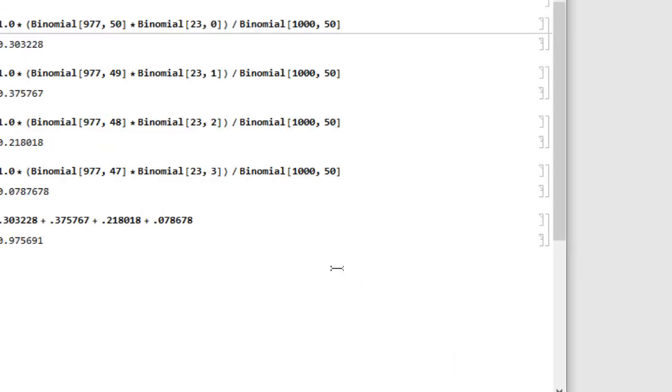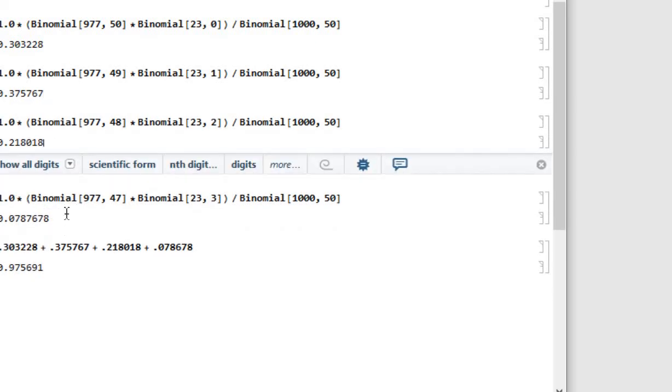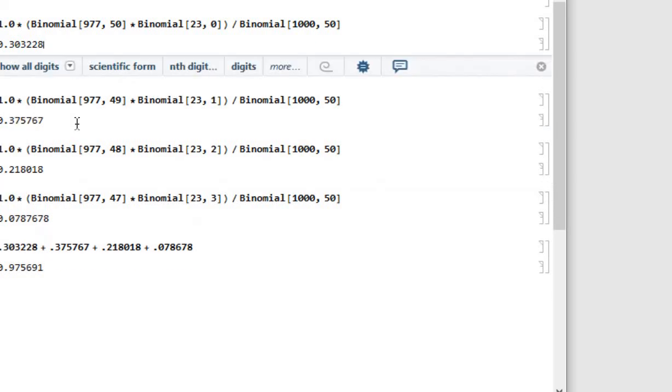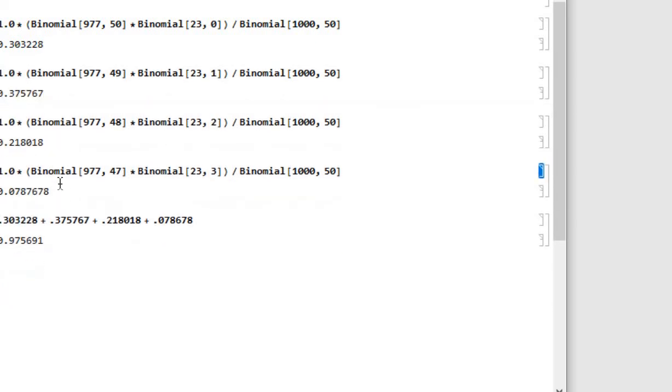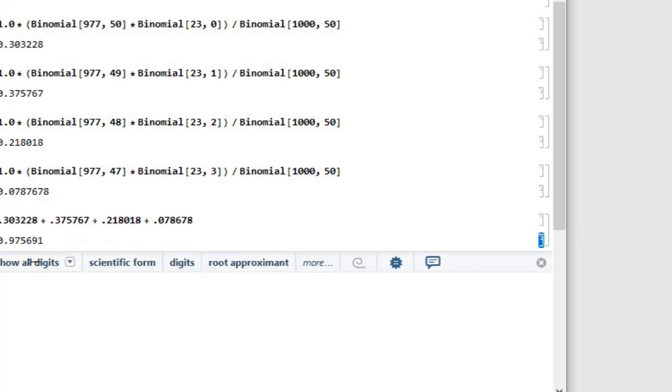And so just so you can see my calculations, here's 1, 2, 3. So this would be that I chose exactly 3, exactly 2, exactly 1 defective item, and exactly no defective items. And then I add it all up and I get this answer down here.